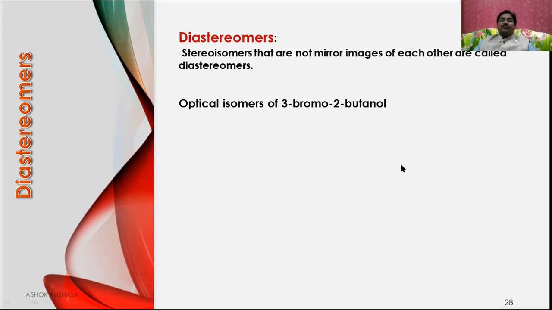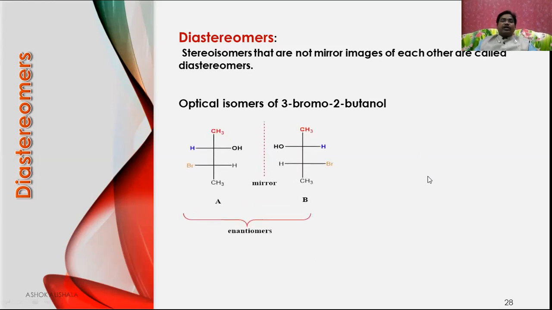Optical isomers of 3-bromo-2-butanol. Let us see this one. These are the enantiomers. This is 3-bromo-2-butanol, one optical isomer of this compound, and when a mirror is placed, you will get another isomer. These two are mirror images of each other and non-superimposable. That's why we call them enantiomers.